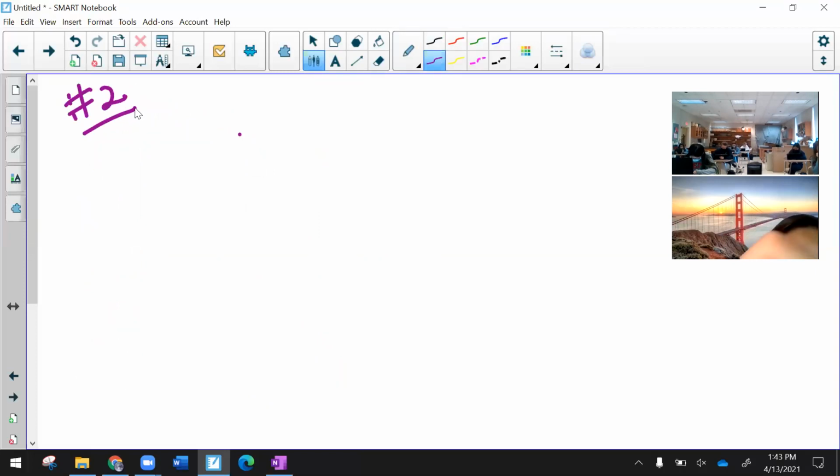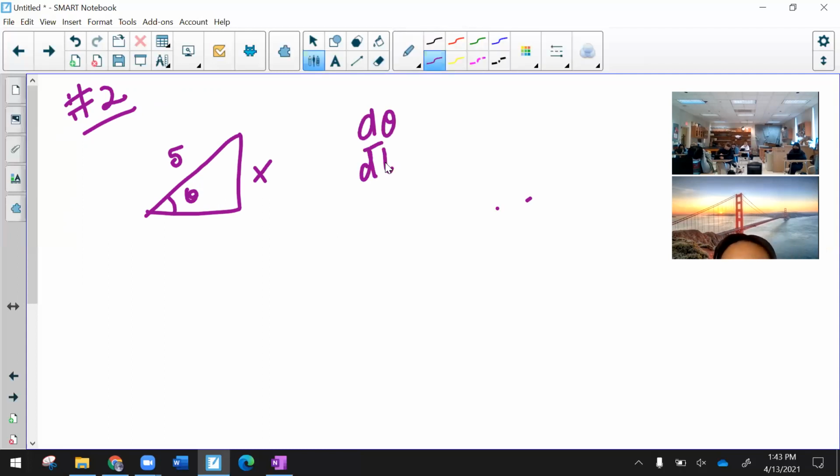So, number 2 says, in the triangle shown on the right, if theta increases at a constant rate of 3 radians per minute, at what rate is x increasing in units per minute when x equals 3 units? So I've got my right triangle here. I've got theta, I've got phi, I've got x. So I would call this a related rate problem because I know that theta is changing as a function of time and it's increasing, so that's a positive 3. But what I want to know is how x is changing. So I want to find dx dt.